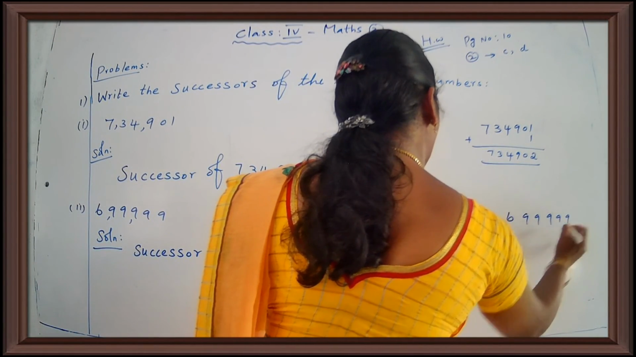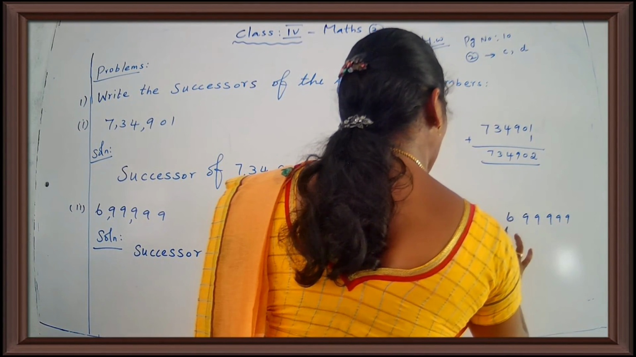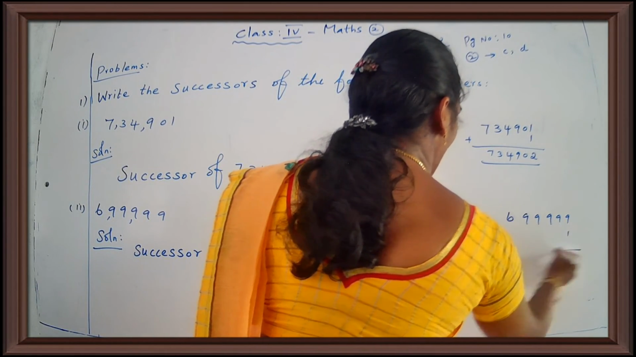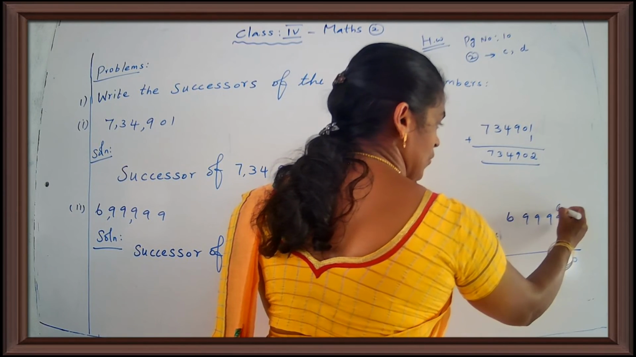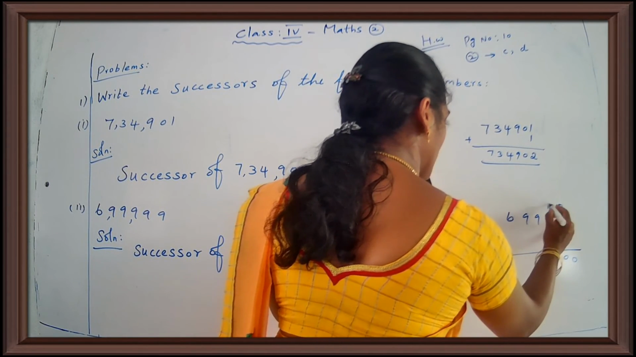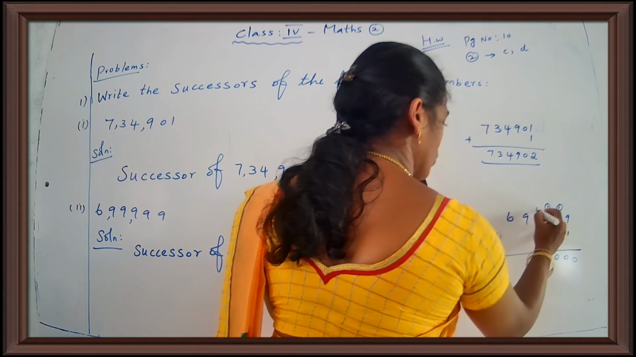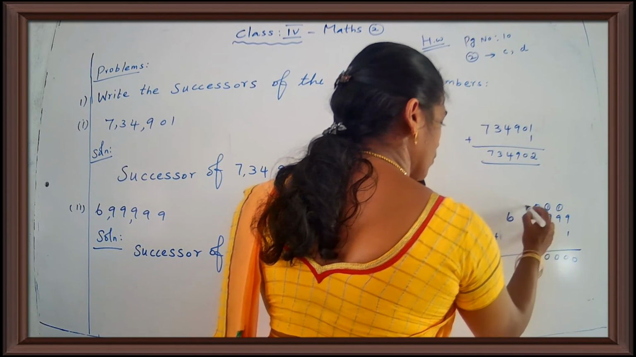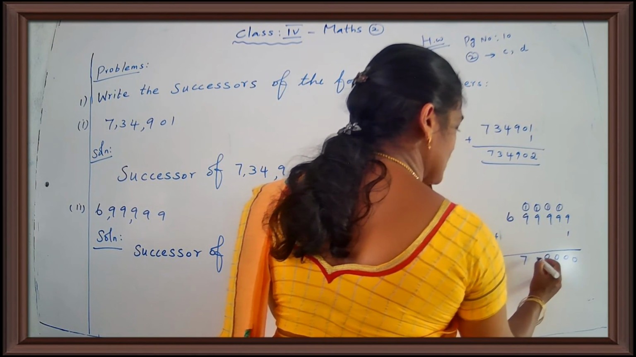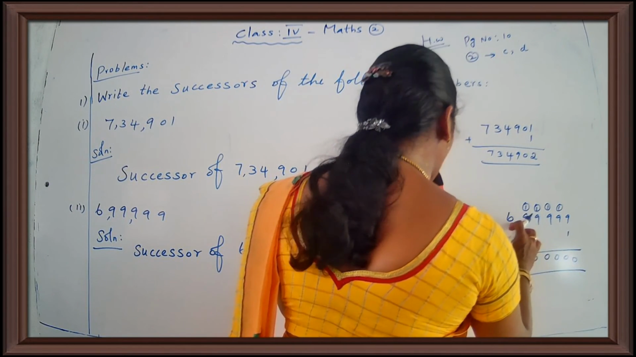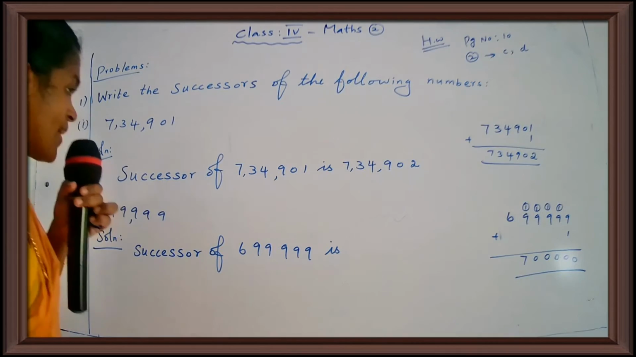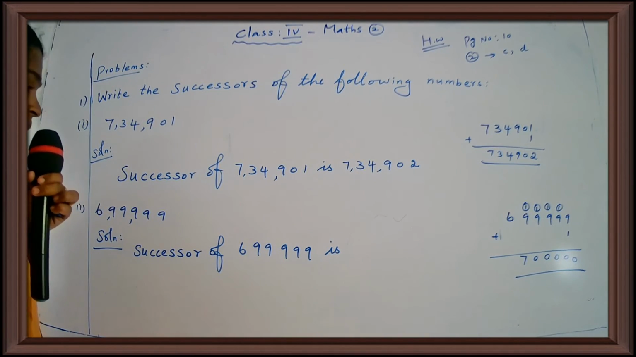6,99,999, we add 1. Children, so add 1. 9 plus 1 is 10, so 0 and 1 carry. 9 plus 1, 10, 1 carry. 10, 1 carry. So your answer is 7 lakh. The next number is 7 lakh.